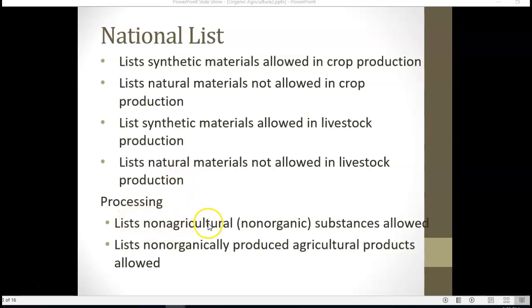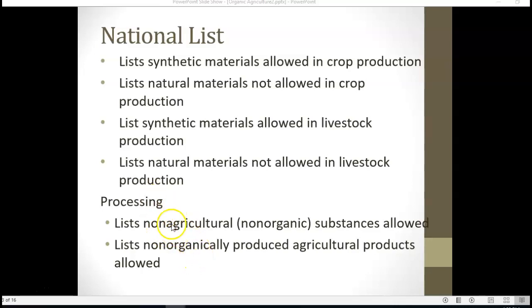Processing will list some of the non-agricultural and therefore non-organic substances that are allowed in food processing. So that means a seaweed is an example. Carrageenan is a seaweed that's allowed, so that's listed. And also listed are the non-organically produced agricultural products that you can use for food processing. So there are some things like beet juice that are used to color food products, used as a dye, and it doesn't have to be organic beets.